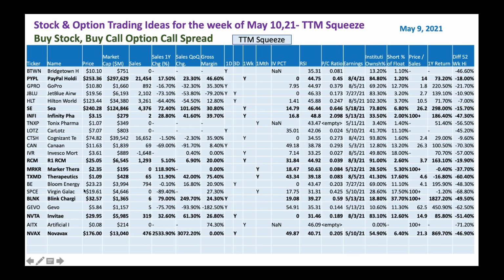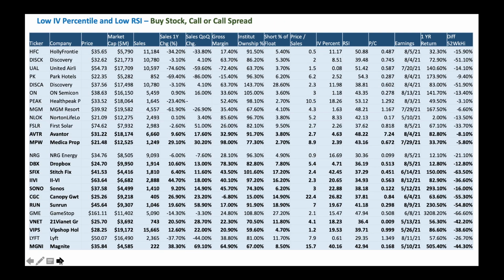Many of you know companies like PayPal, and there are other companies here like Blink, NVT, Novax. These are all good stocks we can play. This is the TTM Squeeze Indicator. Next, let's look at one more strategy here.